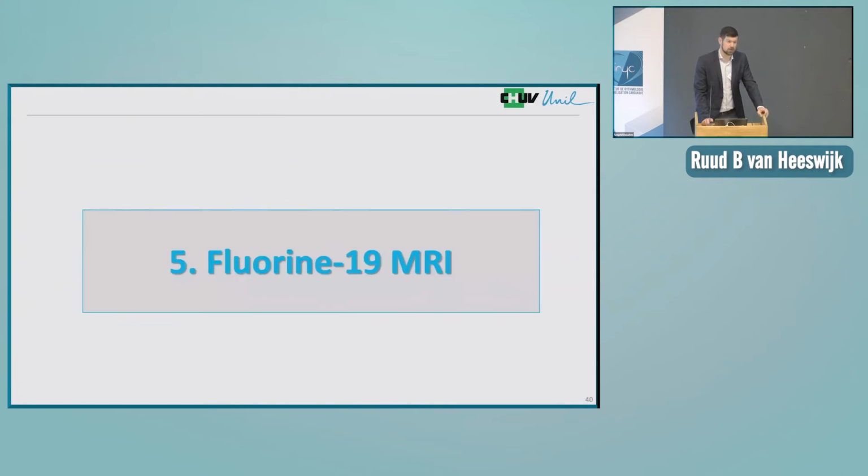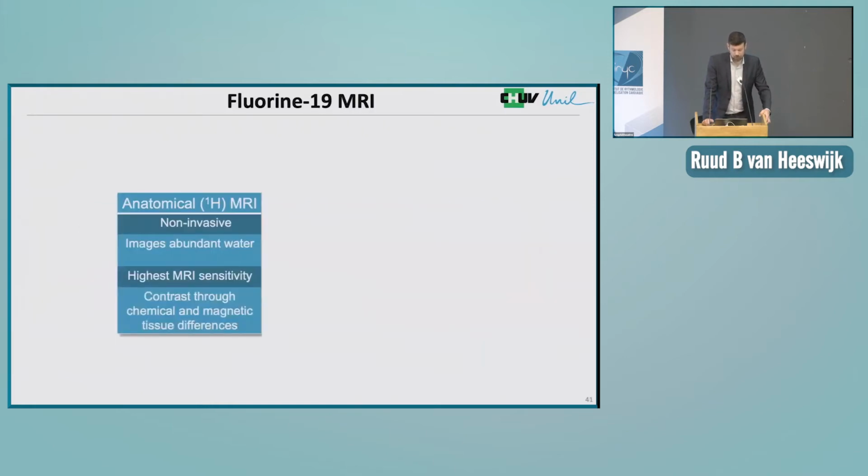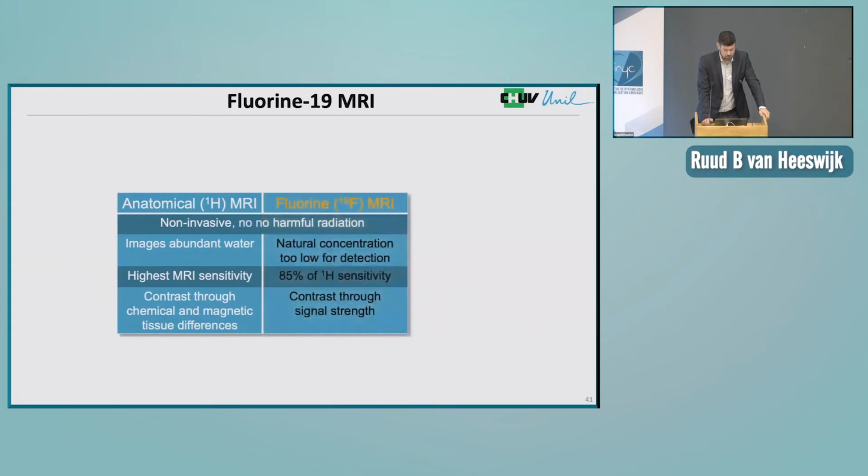So now I want to switch gears and talk briefly about fluorine MRI. So far we've been talking about anatomical imaging, so that's non-invasive, images abundant water. You have a very high MRI sensitivity, the highest gyromagnetic ratio of all nuclei, and you get contrast due to chemical and magnetic tissue differences. But you can also look at other nuclei, carbon, nitrogen, oxygen, etc., and among them fluorine.